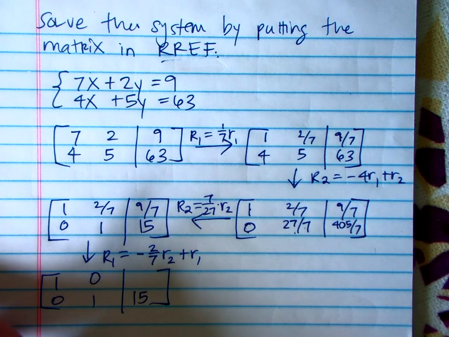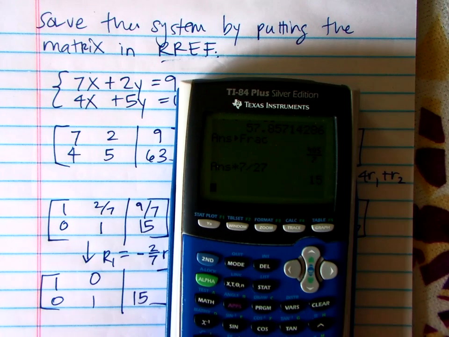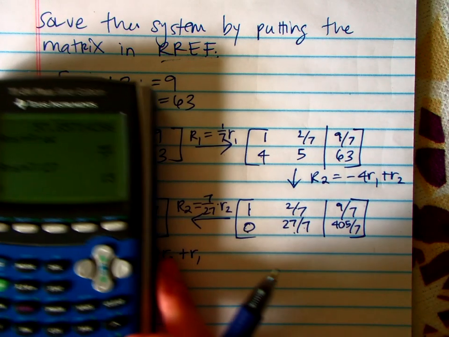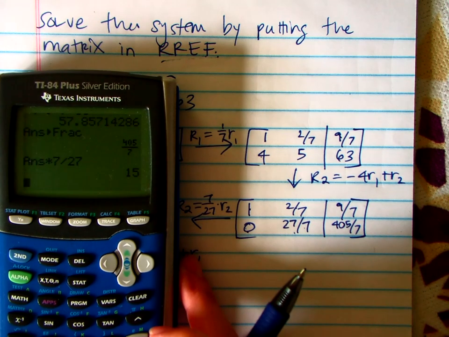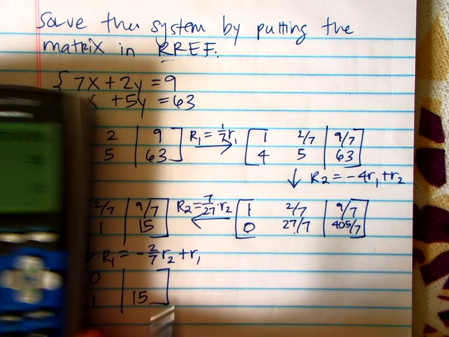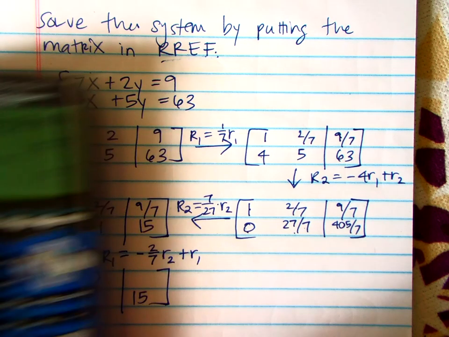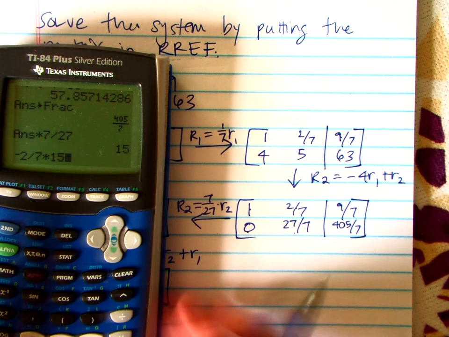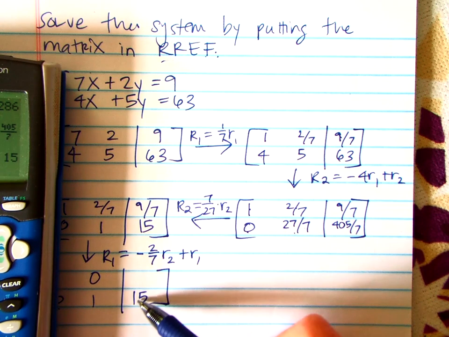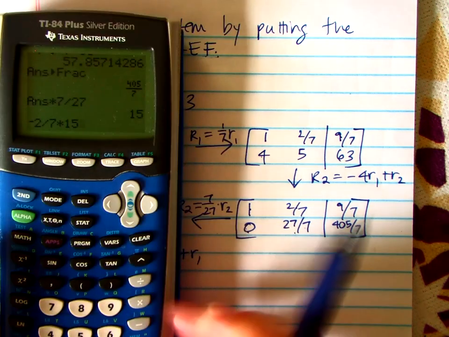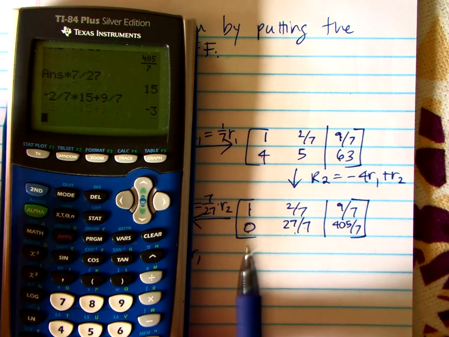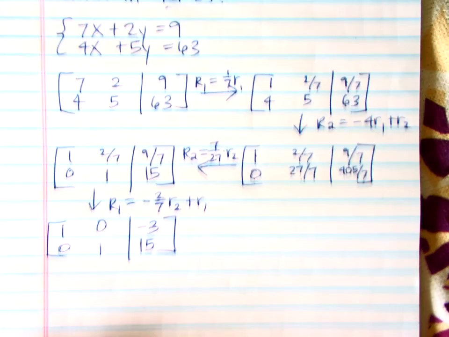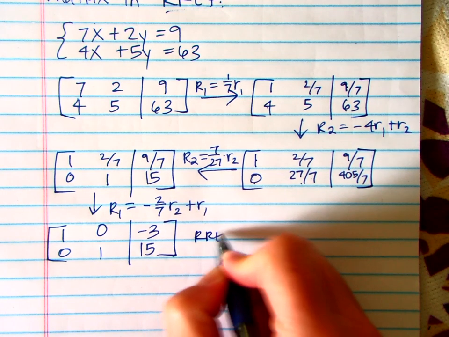And because I know, let's go ahead and use our calculator. Let's get a little more light. Is that better? Okay. Well, now I forgot what it was. Oh, so negative 2/7 times 15, right? Negative 2/7 times 15 plus 9/7. Negative 3. So again, the good part about this is now in reduced row echelon form.